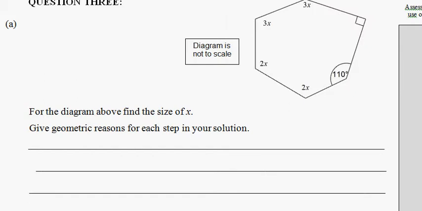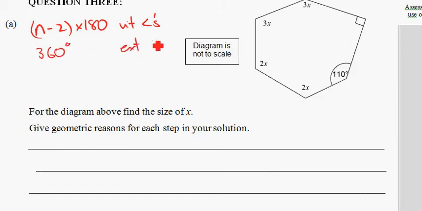So question 3, I can see it's a polygon, so it's probably going to be a polygon question, so we might want to remind ourselves about the rules for polygons. N minus 2 times 180 is the sum of all the interior angles, and 360 degrees is the sum of all the exterior angles. Diagram's not to scale. We're asked to find the size of angle x.